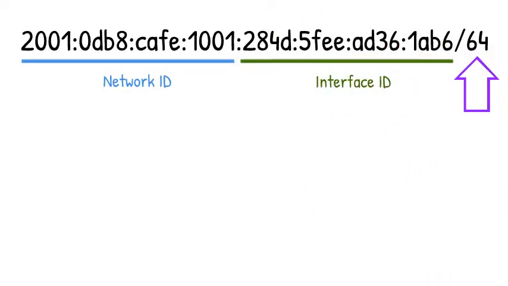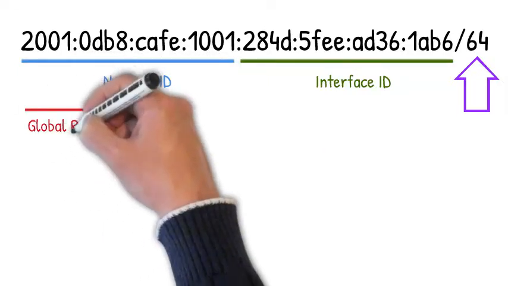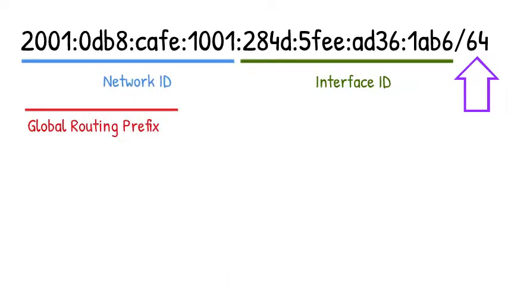The network ID is broken down into two pieces. So the first part of it, which is going to be these first three hextets, that's going to be your global routing prefix. Now, your global routing prefix is going to be assigned by your ISP. It is going to be unique to your organization only. It is a globally unique routing prefix. And routers all over the world are going to use that prefix to direct traffic to your network.